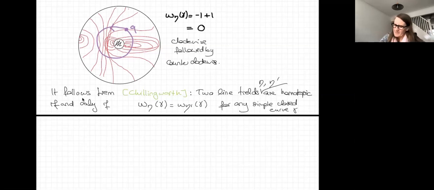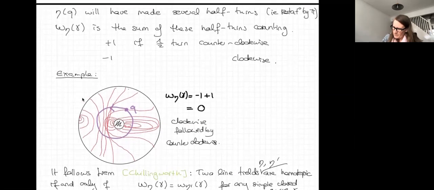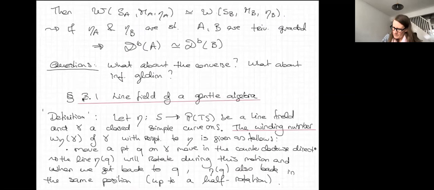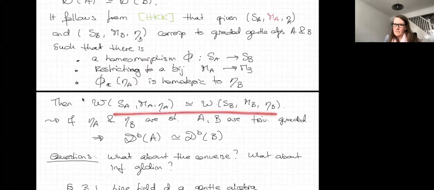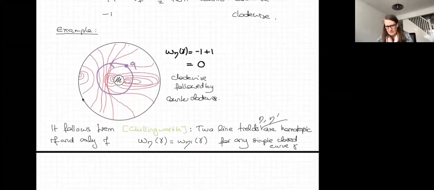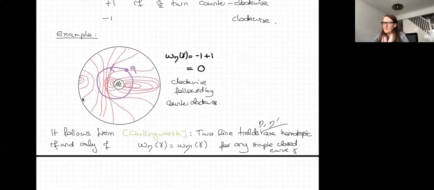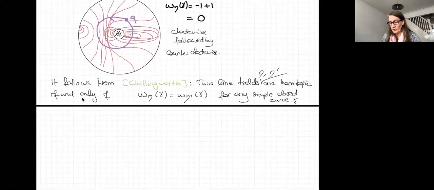Okay, and why is this of interest? Well, if you go back to what I said about what follows from the HKK paper, if we have a homeomorphism that induces homotopic line fields, then we get an equivalence of the corresponding Fukaya category. So somehow we have to be able to identify when two line fields are homotopic. And we can do that by that result of Chillingworth, by their winding numbers. So we have to understand these winding numbers of the surface. And you'll see in the other example I put in the slides, we get non-homotopic line fields.